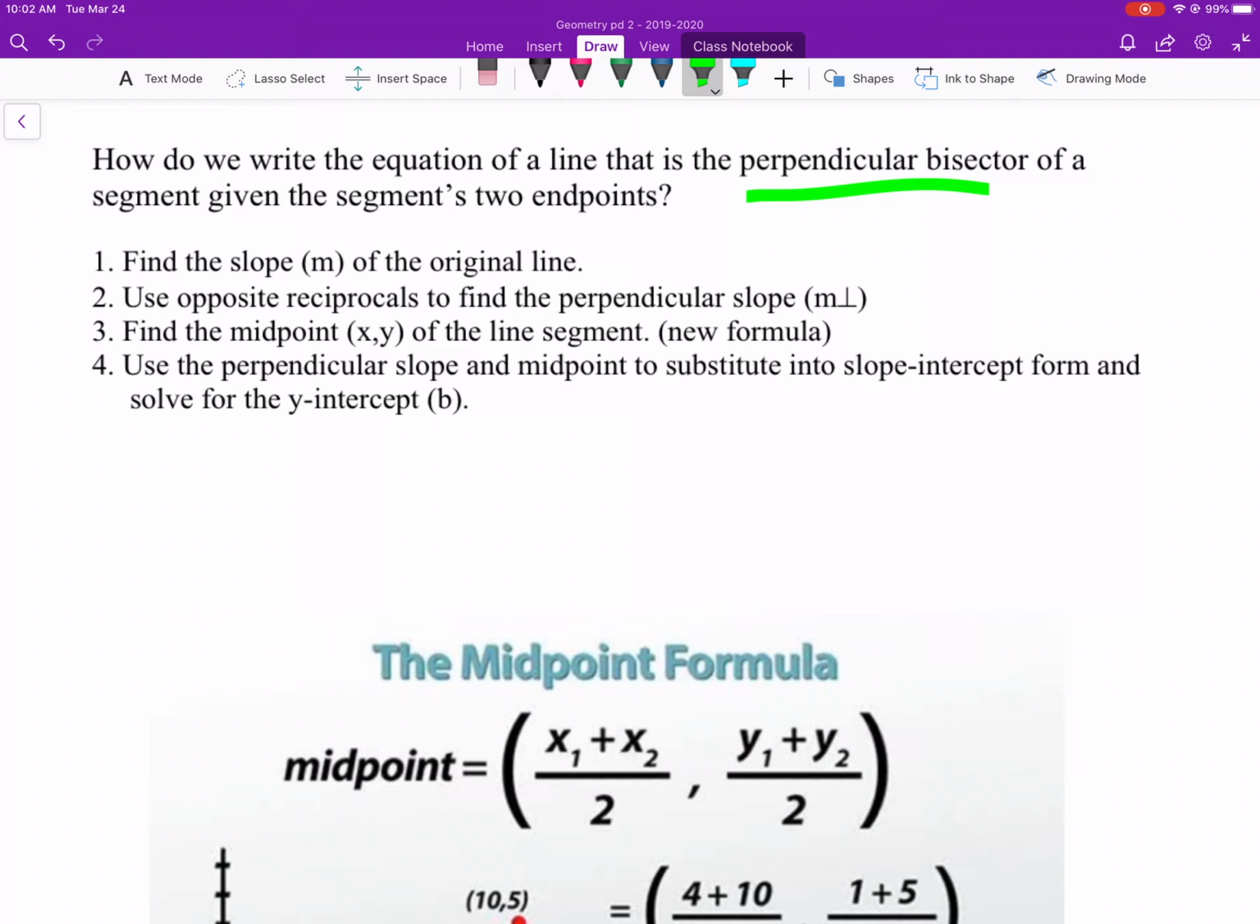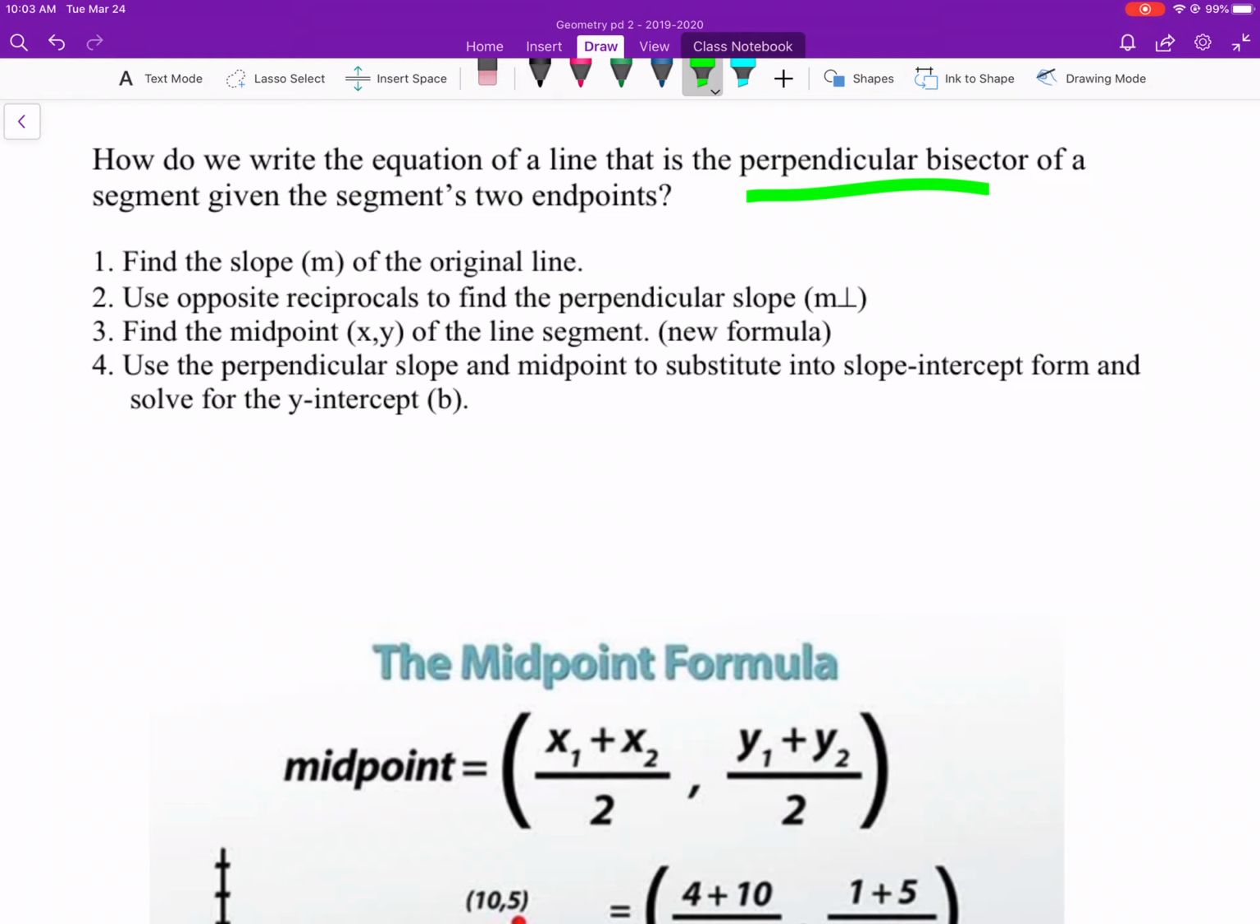So we're going to find the slope of the original line. Nothing's changed there. Step 1: find the slope of the original line. Step 2: use opposite reciprocal slopes to find the perpendicular slope. Look at that notation from yesterday, m with the little perpendicular symbol. So nothing's changed, we still need an opposite reciprocal slope. Step 3 is new here.